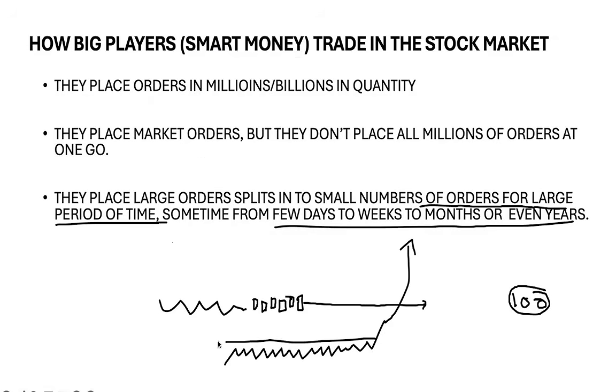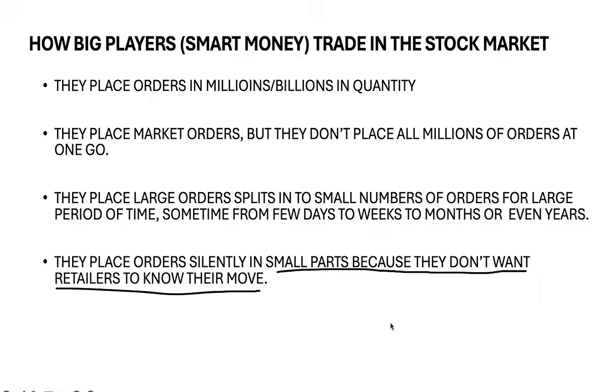So after a long period of time, sometimes it can be a few days, sometimes a few months, even sometimes a year or two, it will keep consolidating and then it starts flying. Because if retailers know that some big players are accumulating the stock at this specific price, they will also jump into it, right? Retailers also jump into it, and what happens is, before his 10 million order gets filled, it starts going up. Now he will not get all 10 million of the order at this price. So that is why big players want to do it silently so that retailers will not come to know. So that is how the smart money concept works.